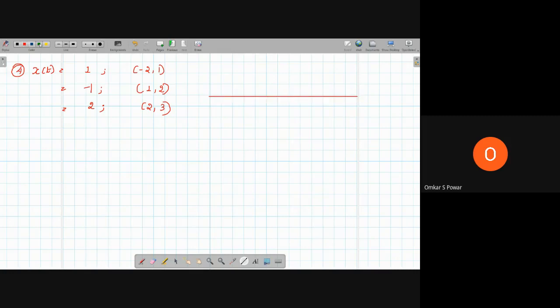Okay, now -2, sorry, yeah, -2, 1, 2, and 3. So from -2 to 1, the value is 1. Okay, make this correctly, I'm using the board here. Then from 1 to 2, it is -1. Then from 2 to 3, it's 2.